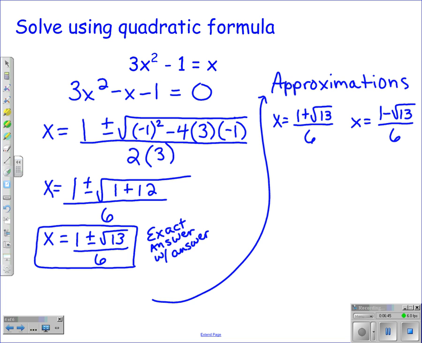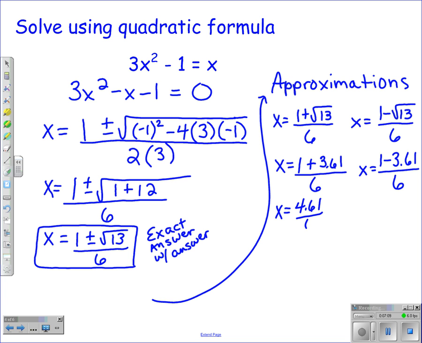And we have to find out what the square root of 13 is, and let's round that off to the nearest hundredth, please. So 1 plus 3.61 divided by 6, and we will have x equal to 1 minus 3.61, all divided by 6. When we add these together on the first one, we will have 4.61 divided by 6. So you pick up your calculator, and when you do that division, you will end up with x being equal to 0.77 to the nearest hundredth, please.